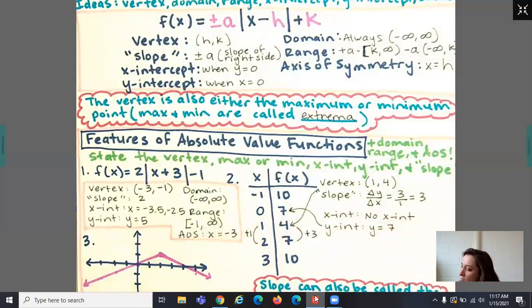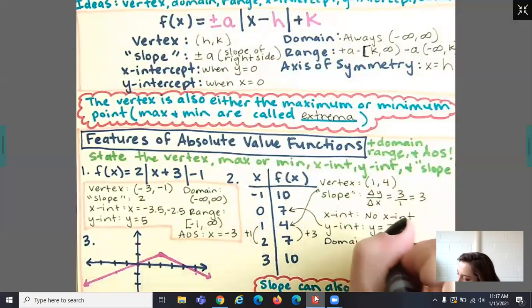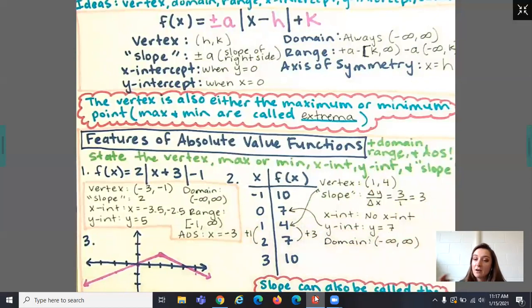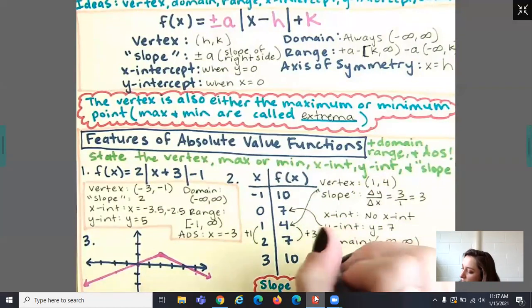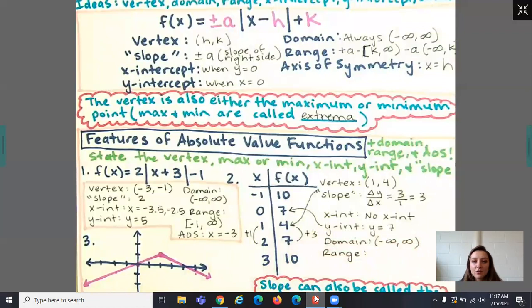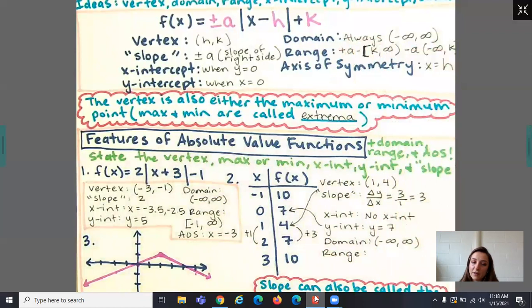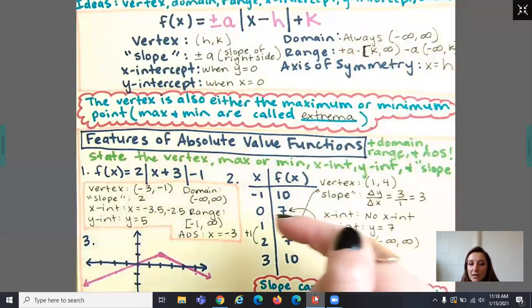All right, now we're going to do our domain and range. And the domain, hopefully everyone will get it right, is always going to be negative infinity to positive infinity for absolute value functions. So let's move on to our range. And the range is going to be from either k to infinity or negative k to infinity. One way that you can kind of tell which one this is is these values are increasing on either side of this 4. So since they're increasing, we're going to positive infinity.